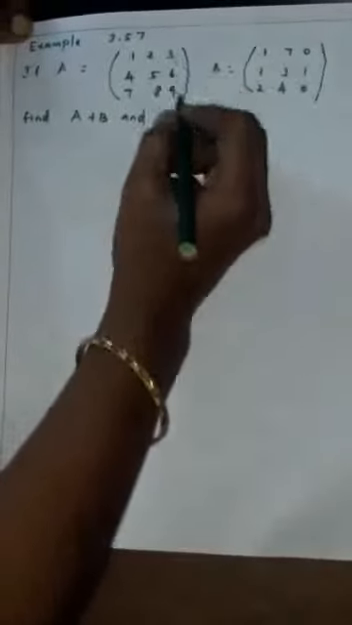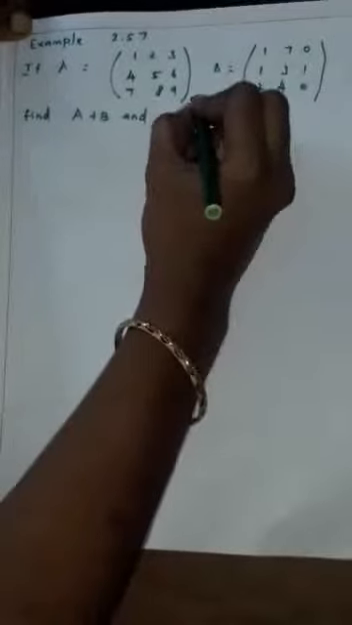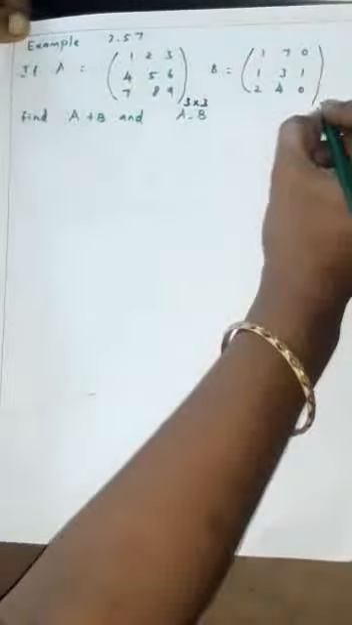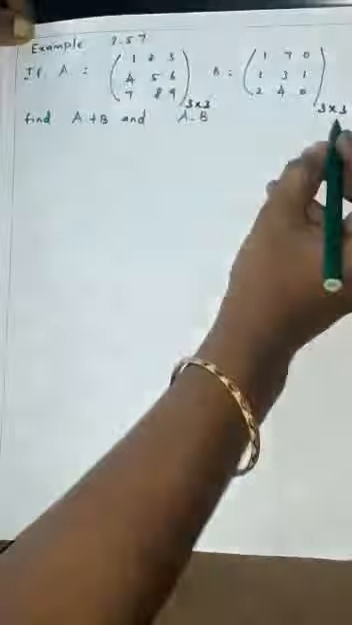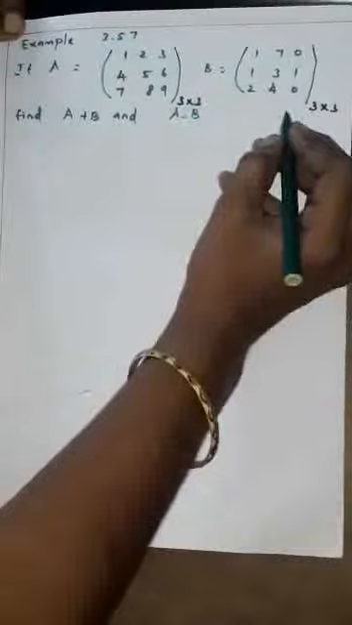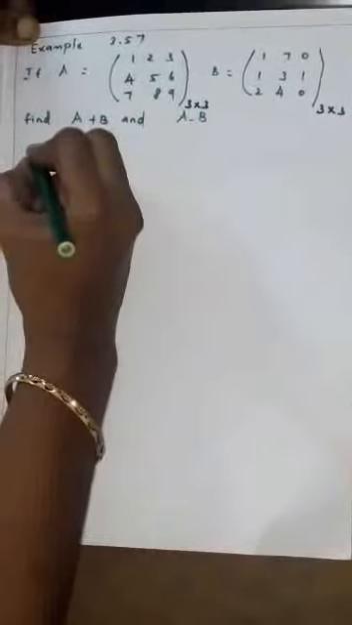First of all, check the order of the matrices. Three rows and three columns are given, so the order of matrix A equals 3 by 3. The order of matrix B is also 3 rows and 3 columns. So the orders of both matrices are equal. So first find A plus B.